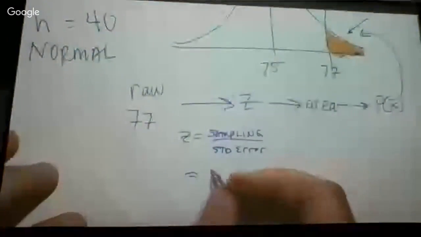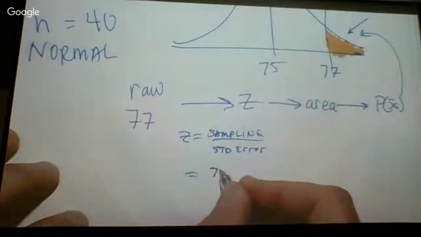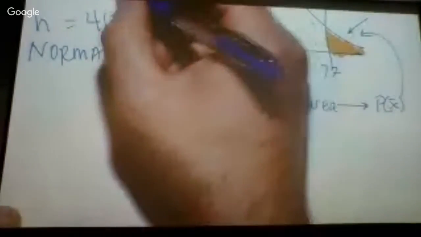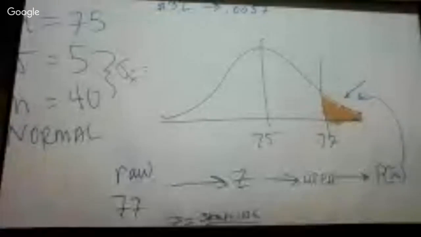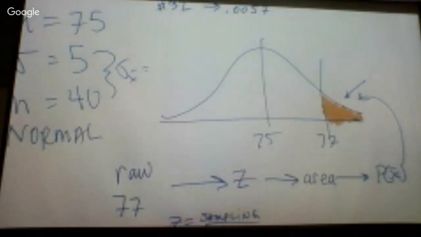Or our observed value, 77 minus 75 over, oh shucks, we didn't calculate standard error. How do you calculate standard error? 5 over square root of? 40. Yep. Which we saw to be something around 0.79 using this calculator. It says standard error for x bar 0.8. We could use that one too.